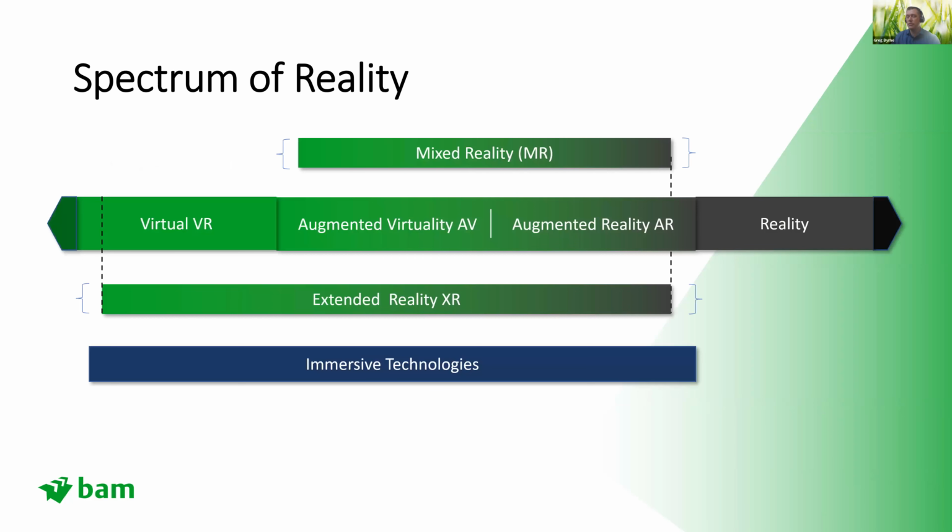So first of all, we really need to look at the spectrum of reality. On one side we have virtual reality, VR, and on the other side we have reality. One side is completely immersed, the other side is not. Somewhere between we have augmented reality, and again a variance of that, and these technologies are called mixed reality. A new phrase that's come along is extended reality, which takes into account the whole gamut of those virtual and augmented realities, and the technologies are described as immersive technologies.